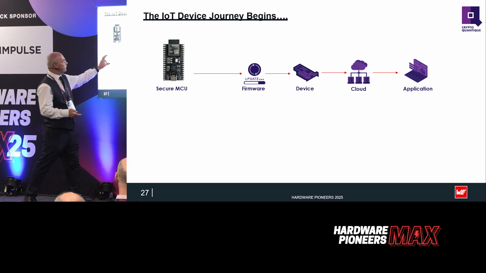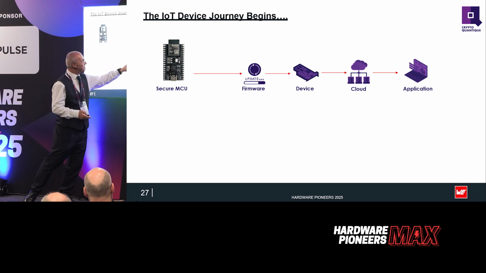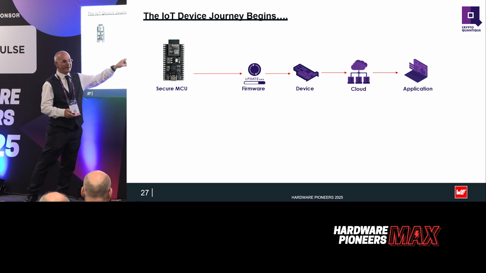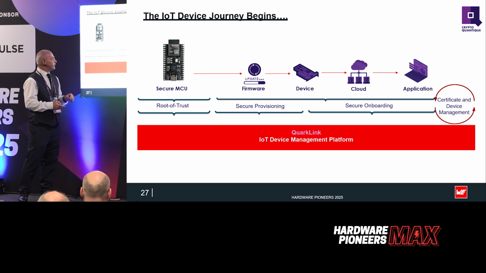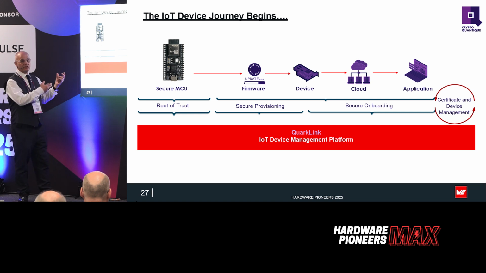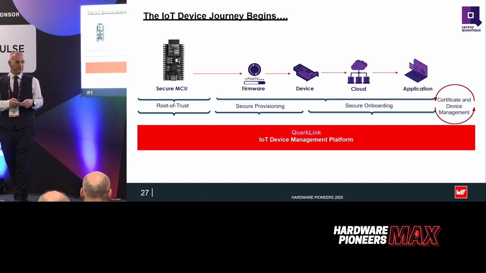So as you look from the beginning, we normally select a micro. We then do some firmware update. We stick it in a nice plastic box. We connect it to the cloud, and then we get an application. So we've got a root of trust set up, how to install the software. Secure provisioning, connecting it to the Wi-Fi, making sure no one can hack the device.